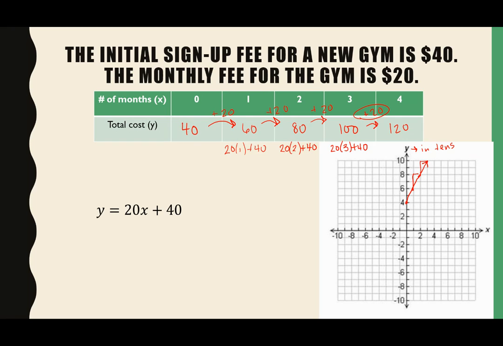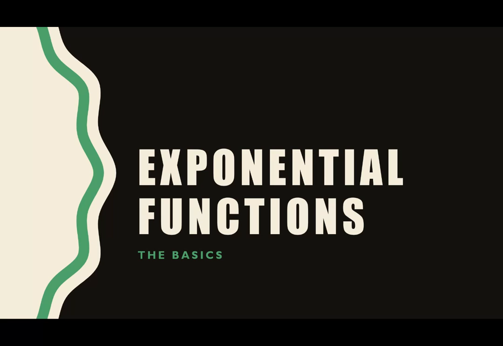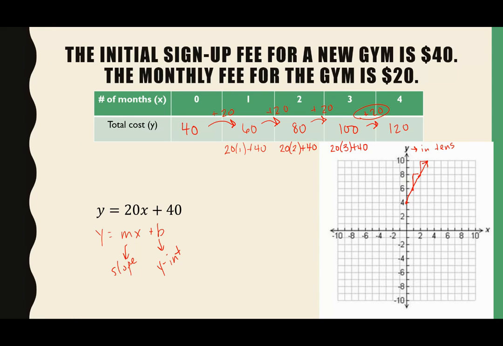So that would result in this function in slope-intercept form. So y equals mx plus b. What is my rate of change or slope? It's $20 per month. And what is my initial fee or y-intercept? That's how much I'm being charged to get into the gym initially.